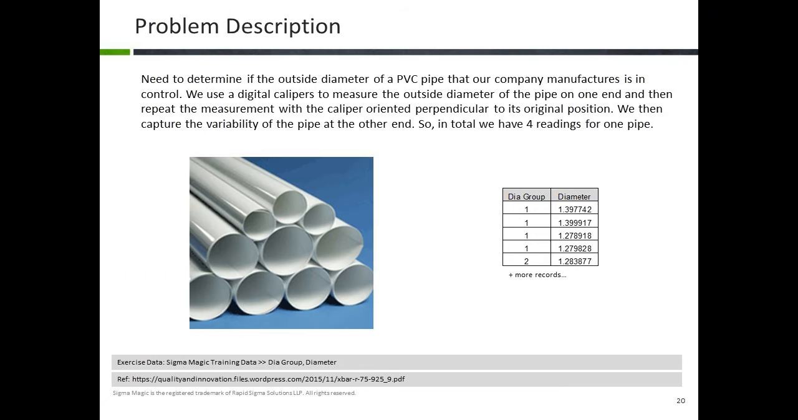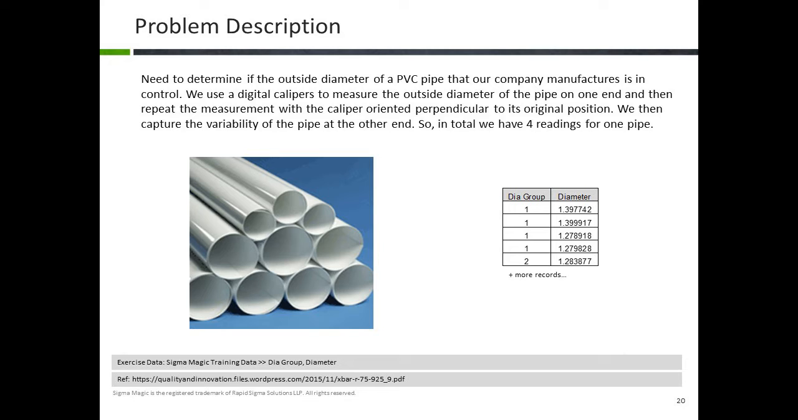For example, let's say we are interested in determining if the outside diameter of PVC pipes are in control. We monitor 4 diameter readings for each pipe. This is a continuous metric, and the subgroup size is 4, so we use the X-bar chart for this analysis.